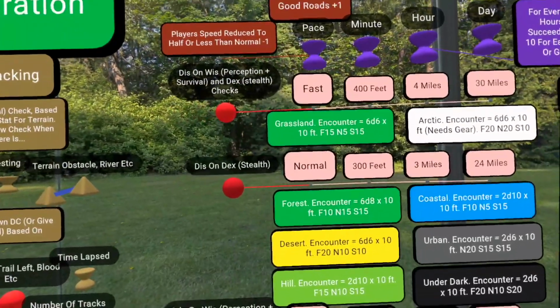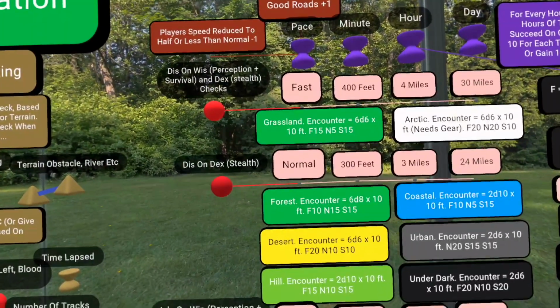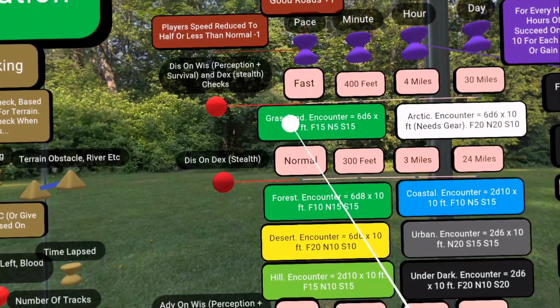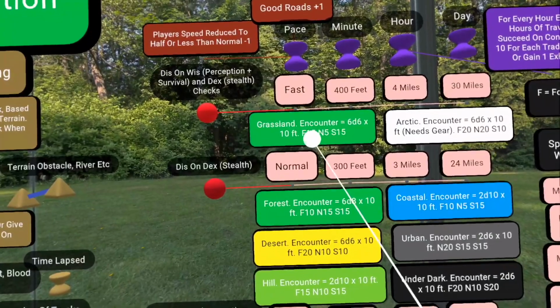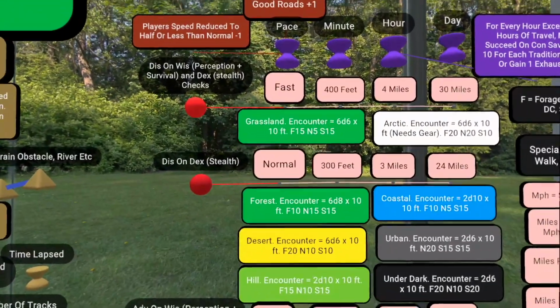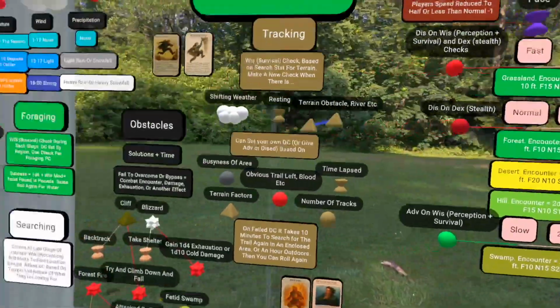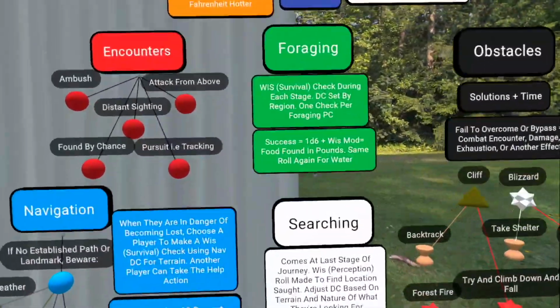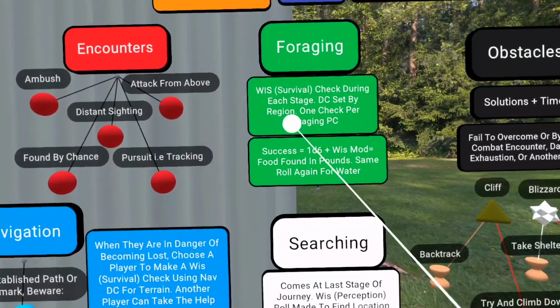So if you're in grassland and you want to know the difficulty level for foraging, you can come over here to grassland and see that foraging has an F15 DC difficulty. So that's what you need to beat with your roll in order to forage successfully. All right, so DC is set by region.